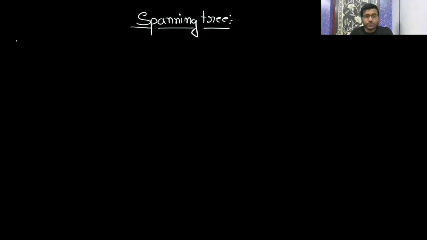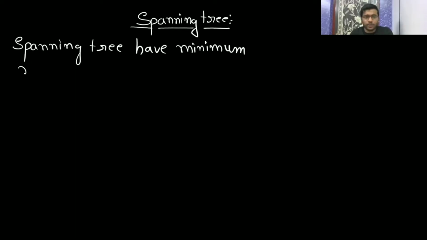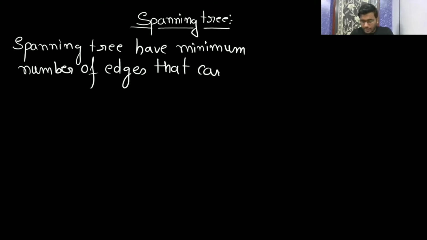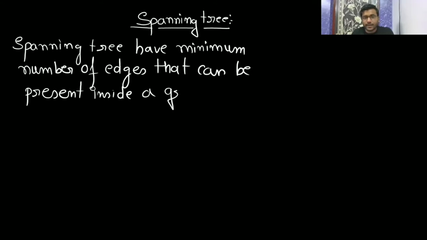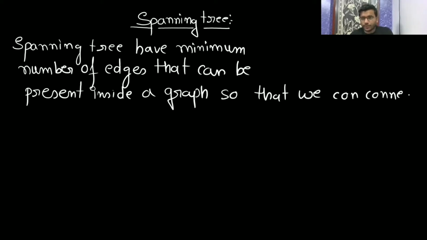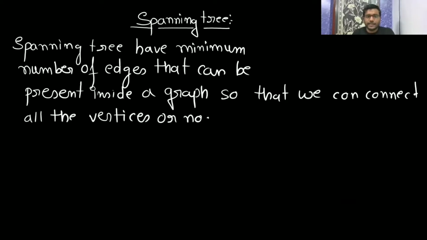A spanning tree has the minimum number of edges that can be present inside a graph so that we can connect all the vertices or nodes. It will have the minimum number of edges inside a graph so that we can connect all the vertices or nodes.